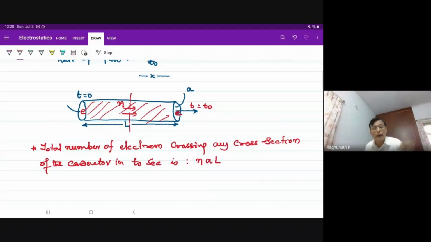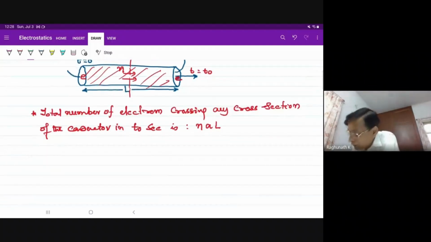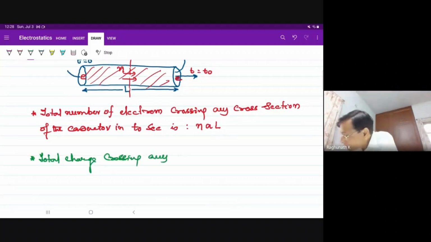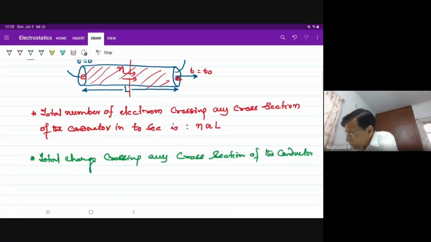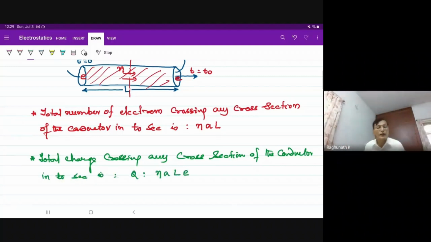Each electron carries e coulombs of charge, because of which the total charge crossing any cross section of the conductor in t naught seconds is Q equals what? Q equals nALe. nAL number of electrons are there, each has the charge e.